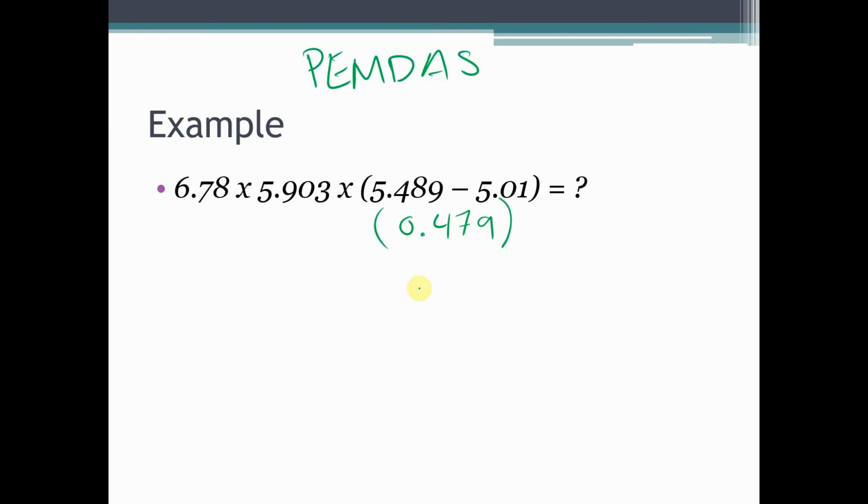Is this reported to the correct number of significant figures? If you look back up here, we're doing subtraction, so that's the decimal place rule. Here we go to the thousandths. Here we go to the hundredths. Our answer should really be rounded to right here.